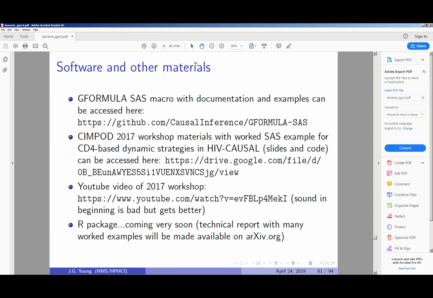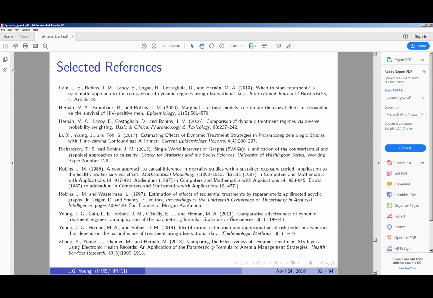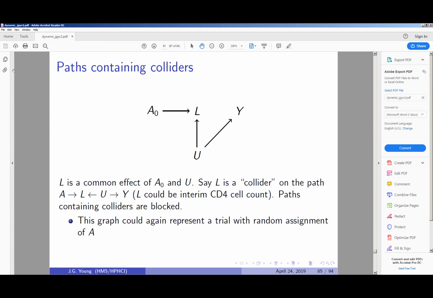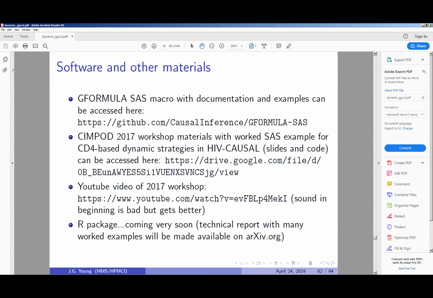I think that's it. As far as the parametric G-formula goes, if you're interested in checking it out, we do have a SAS macro that we spent many years developing for SAS users, but we are also now developing an R package. It's very close to done, and I was hoping it would actually be up there now, but it's taking, as everything often does, longer than expected. We have the CIMPOD 2017 workshop materials, and I think there was a YouTube video of the workshop, which the sound is very bad in the first few minutes, but then it gets better. So that's it, and some references, and this is just the start of the material about graphical evaluation of exchangeability for anyone who's interested.